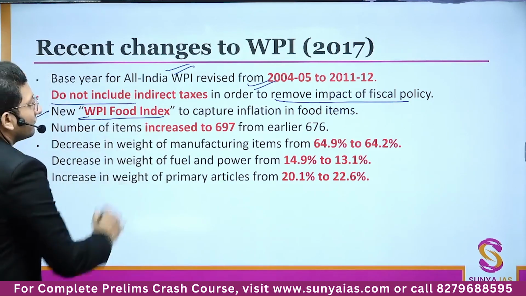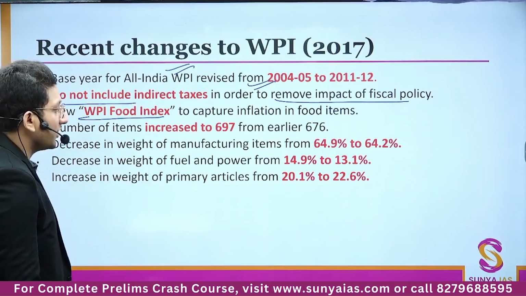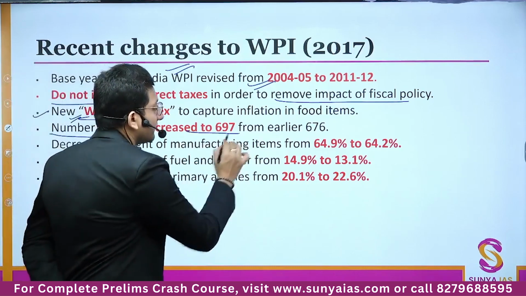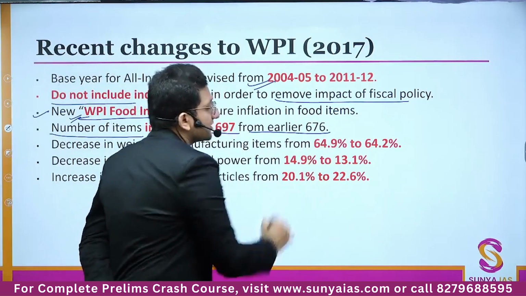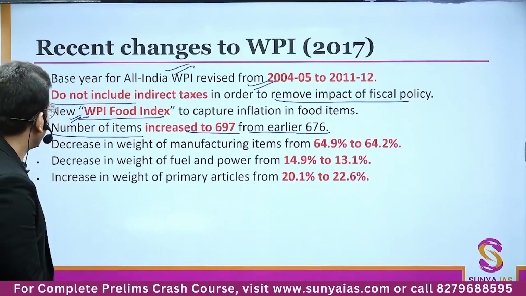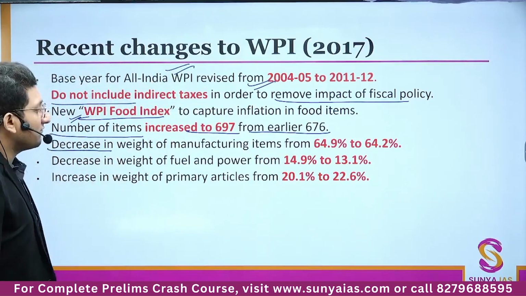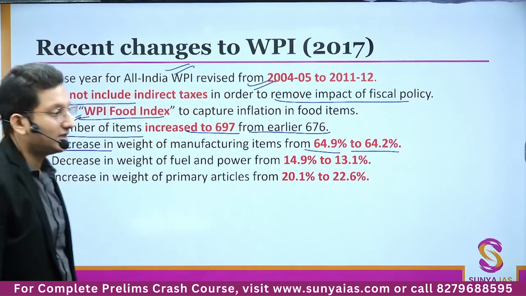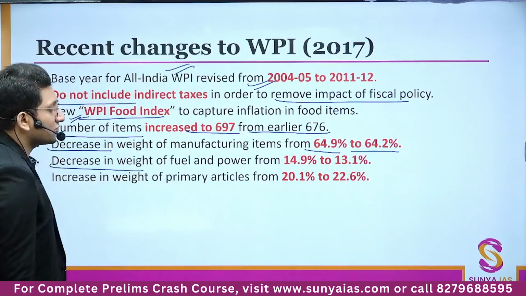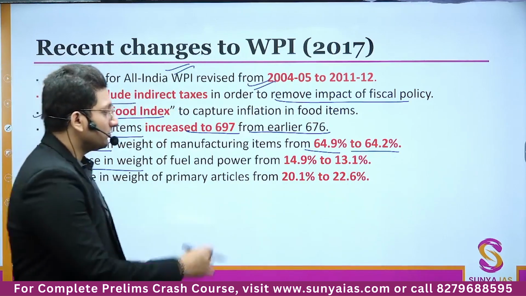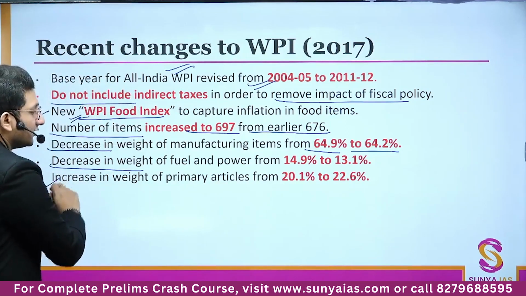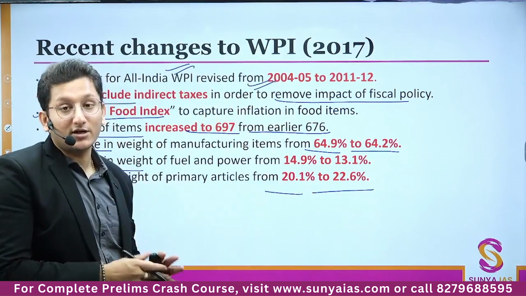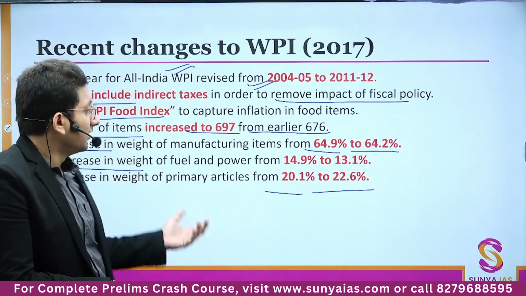New WPI food index to capture the inflation in food items. So they have introduced this WPI food index also. The number of items increased to 697 that we have already seen from the earlier 676. So kuch products bhi increase hue hain. Now decrease in the weightage of manufacturing item from 64.9% to 64.2%. There is a certain decrease, small amount of decrease. Decrease in the weightage of fuel and power from 14.9% to 13.1%. And there is an increase in the weightage of primary article from 20.1% to 22.6%. So, ye cheeze aap yaad rakhna ki kya kya changes hue the in 2017, right?